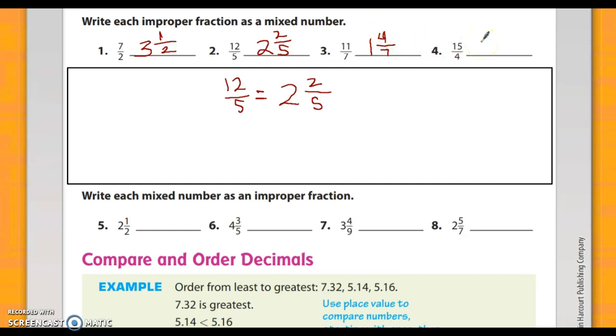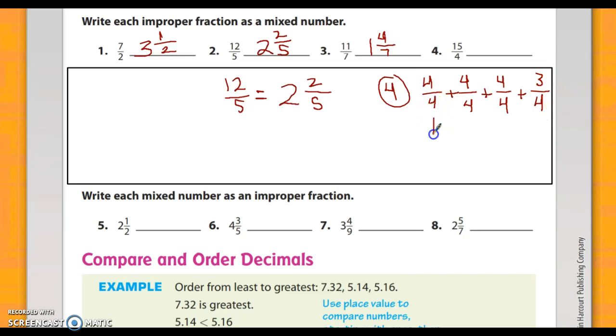And I'll probably do one more just for variety of instruction here. I'll probably do one more like the example showed you. 15 fourths would be 4 fourths plus another 4 fourths plus another 4 fourths. And 4 plus 4 is 8 plus 4 is 12. I need to add 3 more fourths to get up to 15. So if you add all your numerators, you'd be at 15.